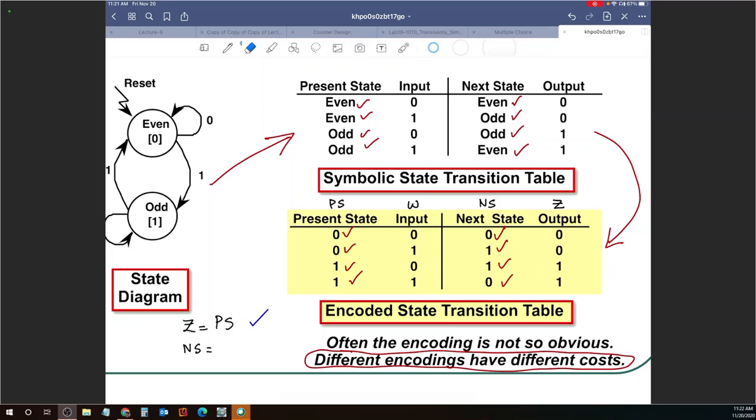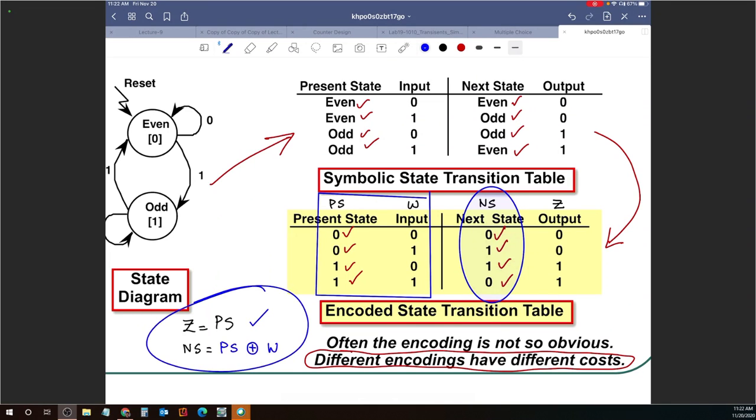Next. For next state, we are looking at this column and how it depends on these two. If we see, this is essentially 0, 0, 0, 1, 1, 0, 1, 1, and the output is 0, 1, 1, 0. Same, different, different, same. So that's an exclusive OR operation. You guys are absolutely right. Next state equals present state exclusive OR W. So I've got the two expressions that I would need to build this state machine.